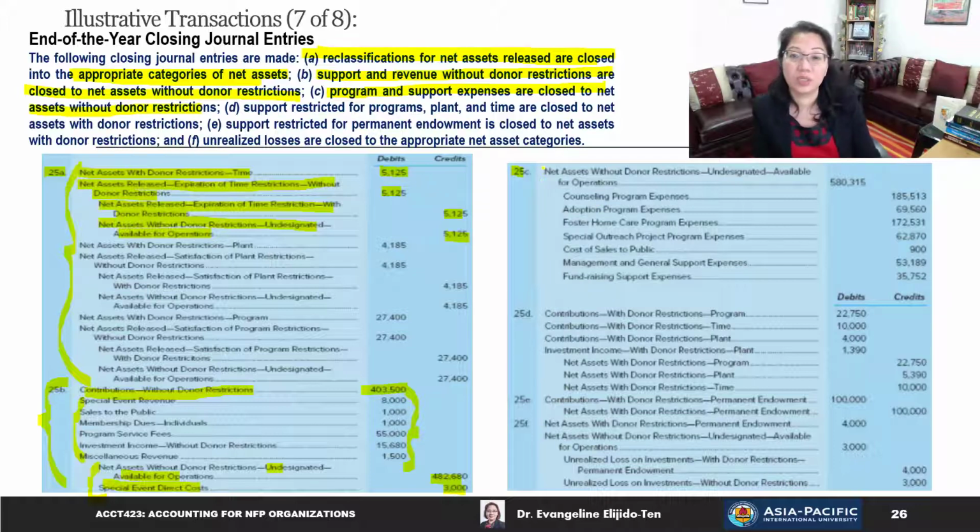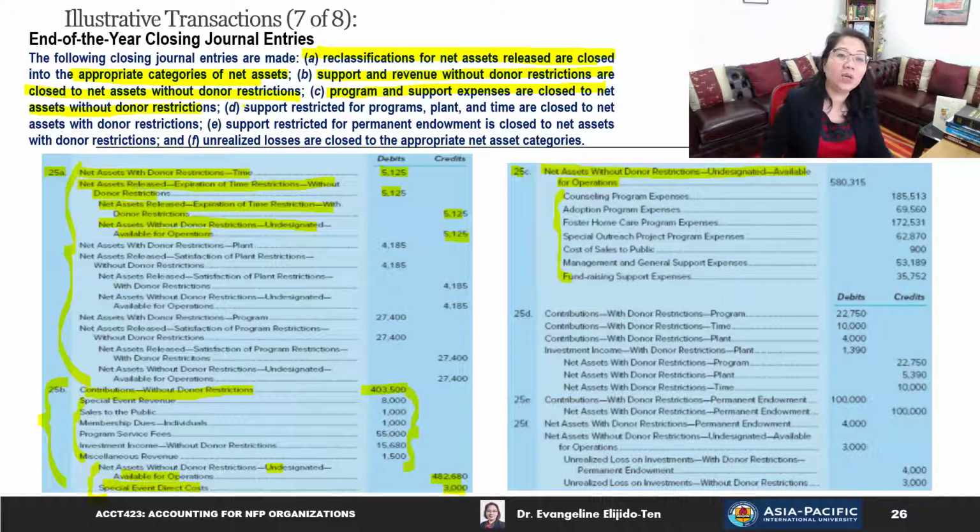donor restrictions. So here we have net assets without donor restrictions undesignated available for operations will be debited, and what we're crediting are all the expenses for those particular programs. All right, so program and support expenses are credited, and we will be debiting net assets without donor restrictions.